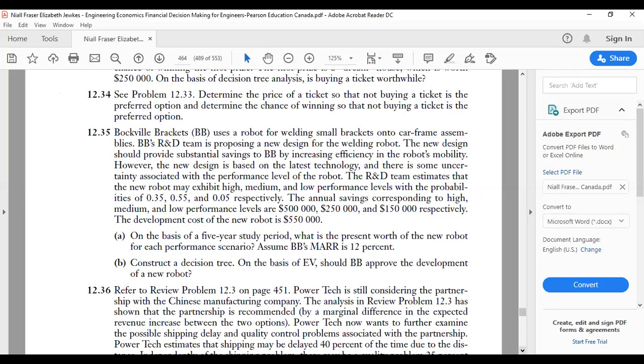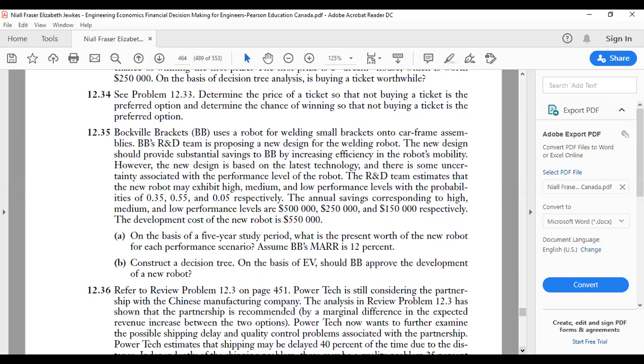So in this question, you're asked to do A: on the basis of a 5-year study period, what is the present worth of the new robot for each performance scenario? Assume BB's MAR is 12%. And then you're going to construct a decision tree on the basis of EVs, the expected value. Should BB approve the development of a new robot? So those are the two questions that you're going to answer.